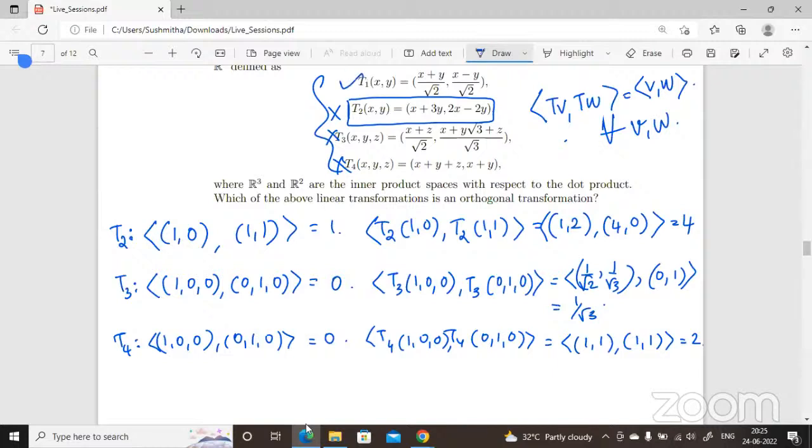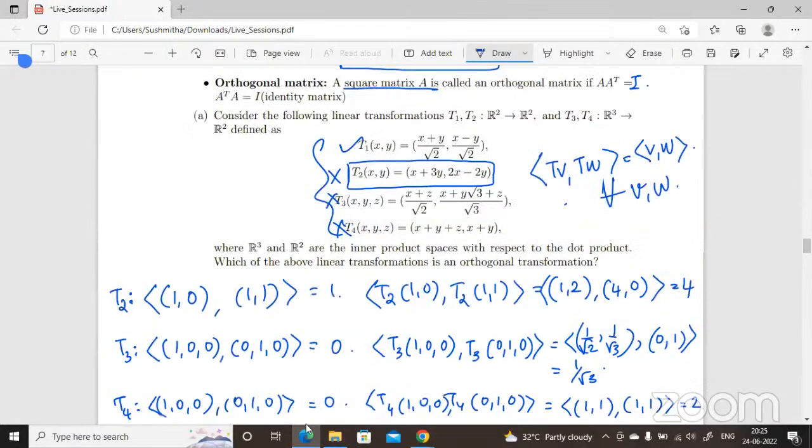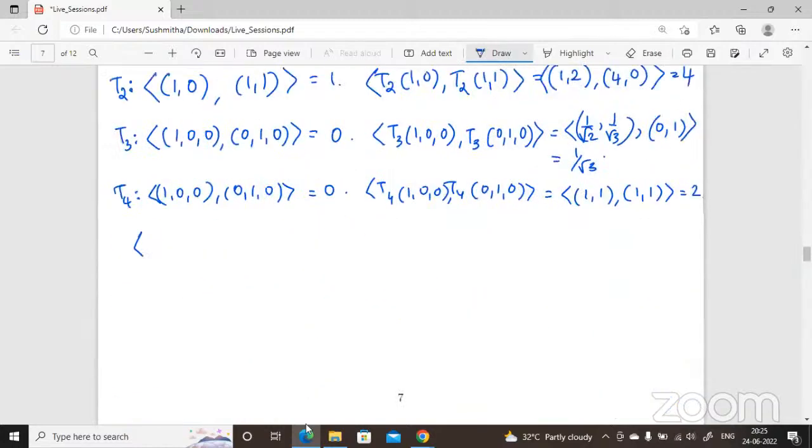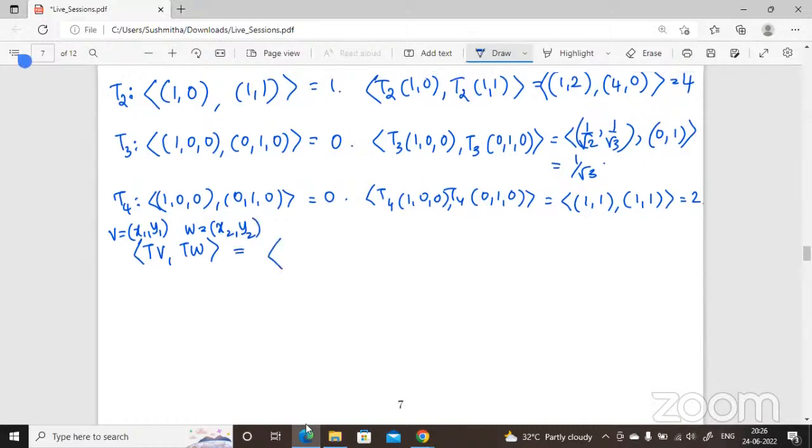So let's check T1. T1 is defined as (x plus y)/root 2, comma (x minus y)/root 2. What is TV, TW? Let's call V as (x1, y1) and W as (x2, y2). So what is TV?